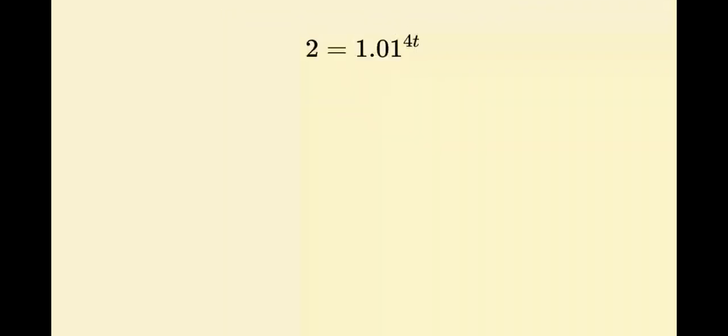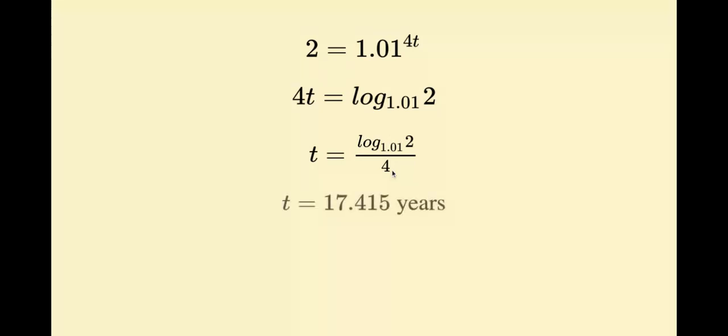All right, so here's our equation. Same thing, logarithmic: I have a base, I have a power, and then equals a number. So I'm going to do log base 1.01 of 2. Remember, logs equal powers, so that's why the power is on the other side of the equal sign. Now it's 4 times t, so I want to isolate t. Divide both sides by 4. This is just a number, so figure out what that is, and then divide it by 4. You'll get 17.415 years.